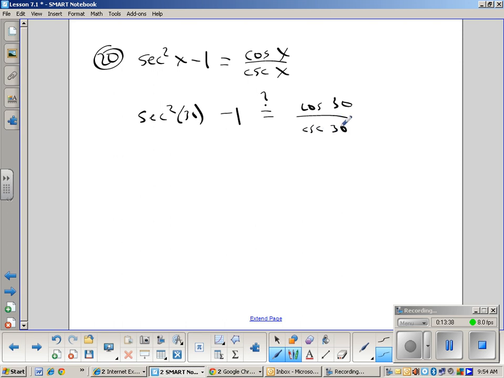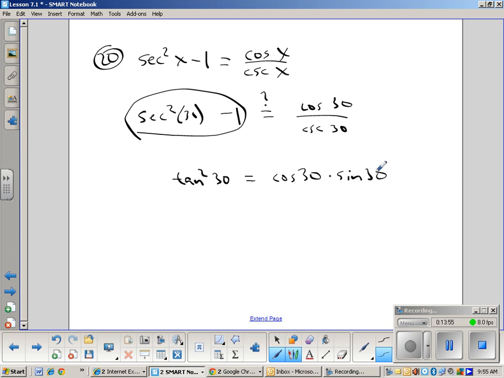Now, we turned all of this into tangent squared, didn't we? And so we did that work. I'm not going to just throw it out. And we turned this into cosine times sine. And so again, I'm not going to just throw that out. This here is tangent squared plus 1, and the plus 1 minus 1 cancels. And so we're left with tangent squared.